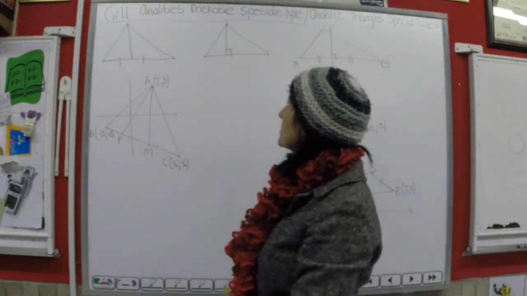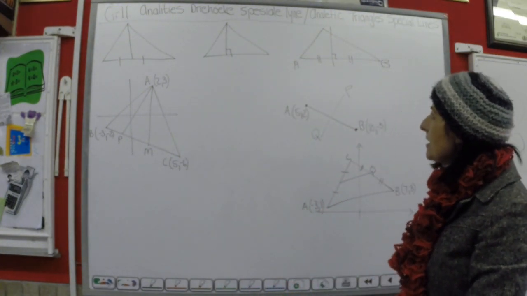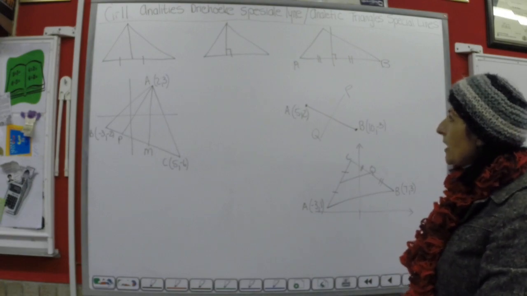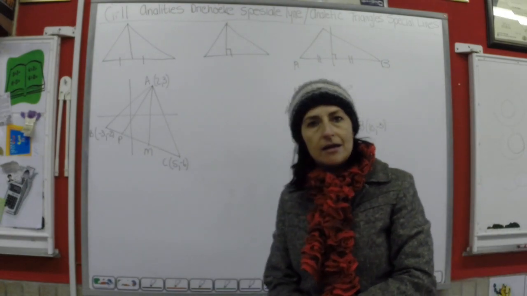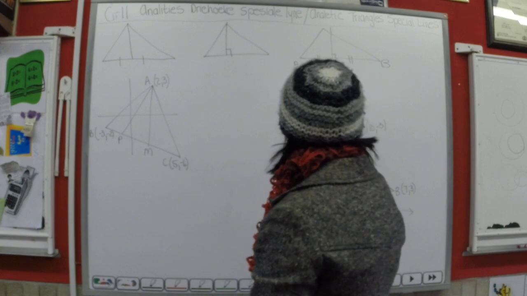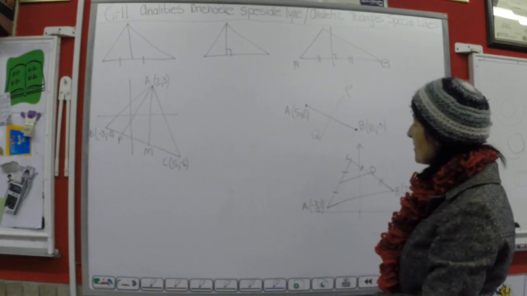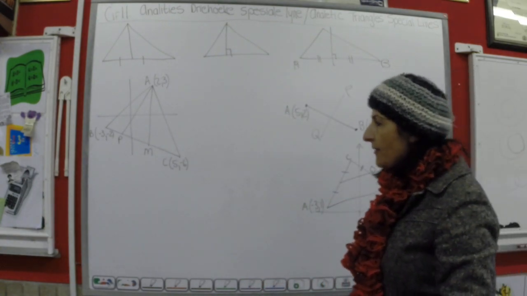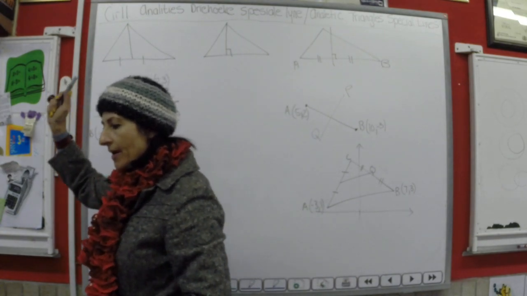Graad 11, ons is terug by analitiese meetkunde en ons gaan vandag kyk na driehoeke en spesiale lyne in driehoeke. We're going to look at special lines within triangles and let's start at this first picture of a triangle.